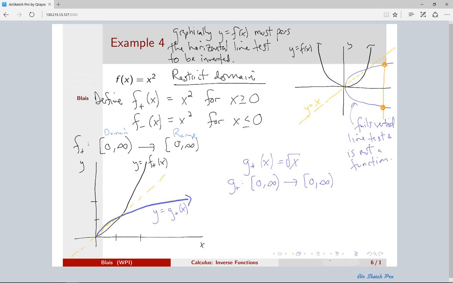So to check, we take f plus of g plus of x, which is f plus, so g plus, we said, was the square root of x. So we're plugging the square root of x into this f plus, which is x squared. So this becomes, we have root x squared, which is x.